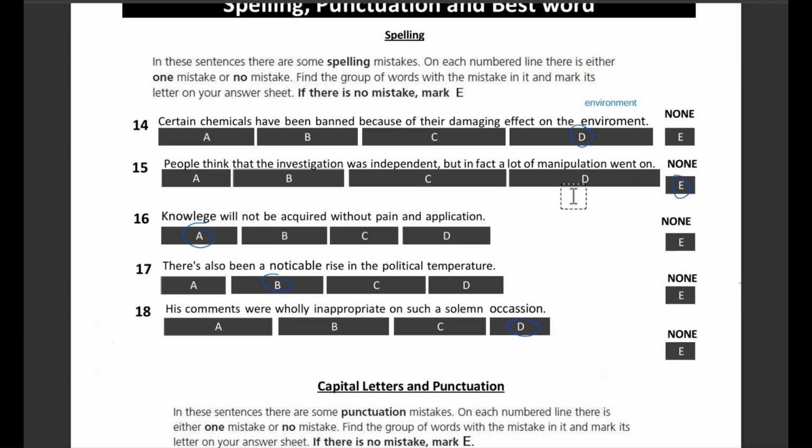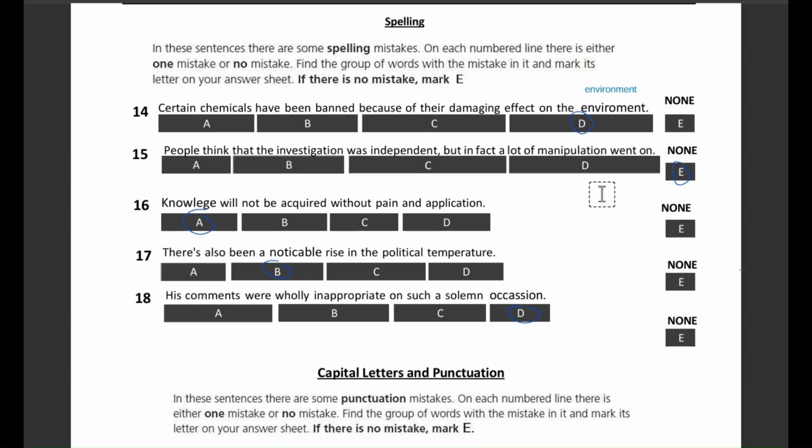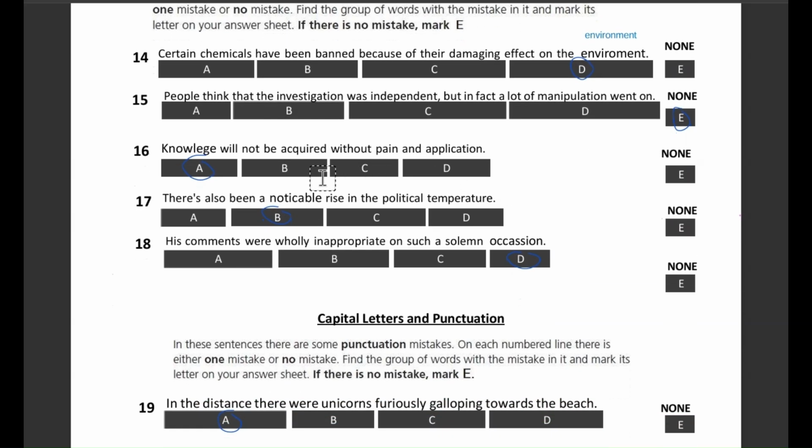Question 15. People think that the investigation was independent, but in fact, a lot of manipulation went on. The answer here is E, which means there's no mistake. This sentence is all good. There aren't any spelling errors or words used in the wrong way. Question 16. Knowledge will not be acquired without pain and application. The correct answer is A, which means there is a mistake. The word knowledge is spelled wrong. The correct spelling is knowledge with a D after the N. Make sure you don't forget this letter next time.